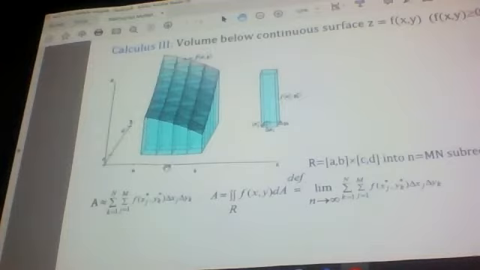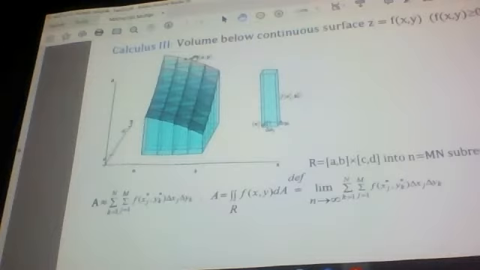Maybe it's over a rectangle, x going from A to B, and y going from C to D over here. So it's this rectangle down here beneath the surface. If we have a function defined over a rectangle, here's the surface plot, z equals f of x, y, and suppose it's non-negative. I want to find the volume below a surface that's a function of two variables instead of the area below a curve that's a function of one variable.